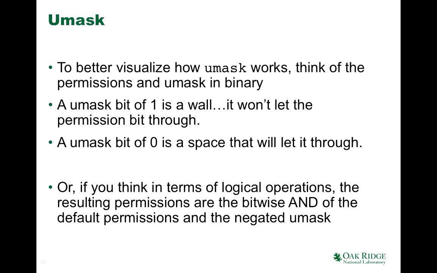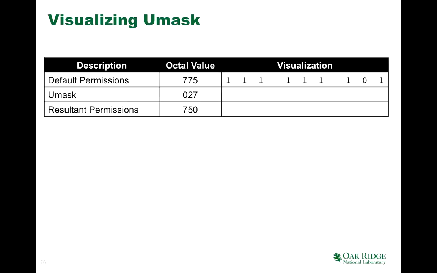A way to better visualize how this works, because again, it does tend to be a stumbling block for people: think of the permissions in binary. If the UMask bit for any particular permission is a 1, that's kind of a wall. That's blocking the permission from going through. If it's a 0, it's a space that will let the permission pass through. If you are into binary logic and things like this, the way you figure out what the permissions are with the UMask, you take the default permission and negate the UMask and then do an AND operation. But not a lot of people think of things in that format.